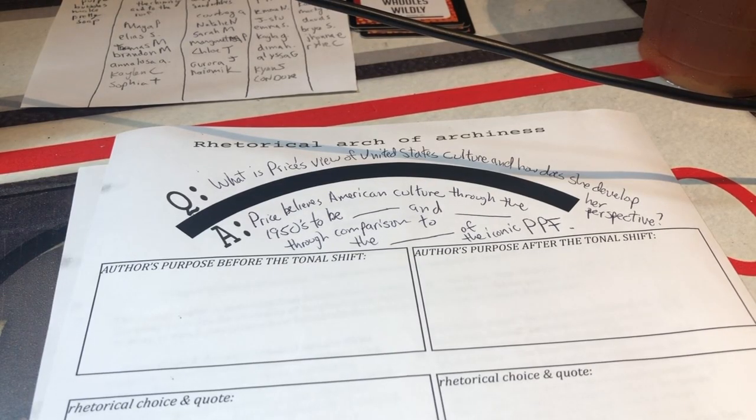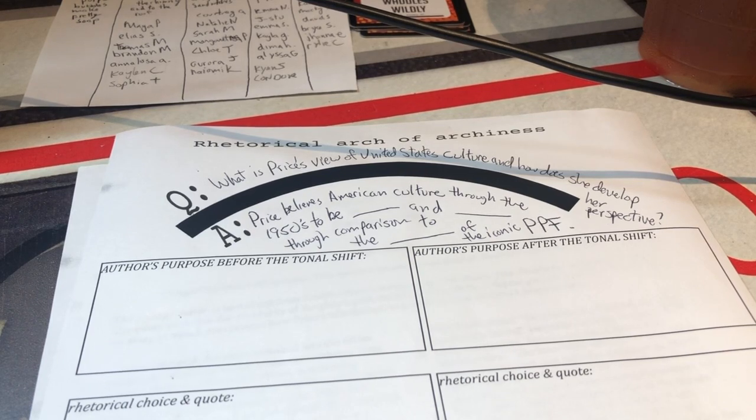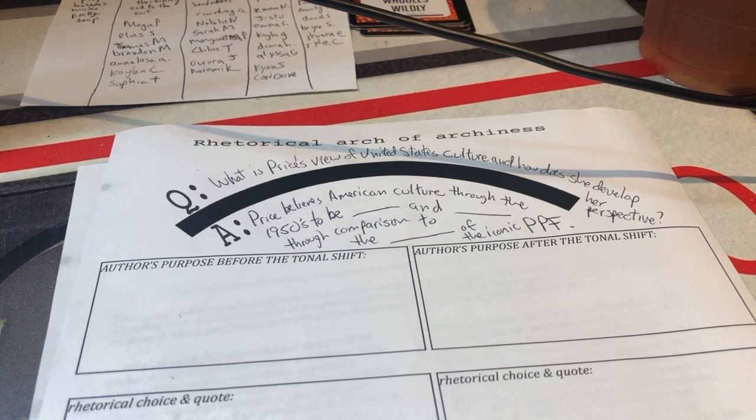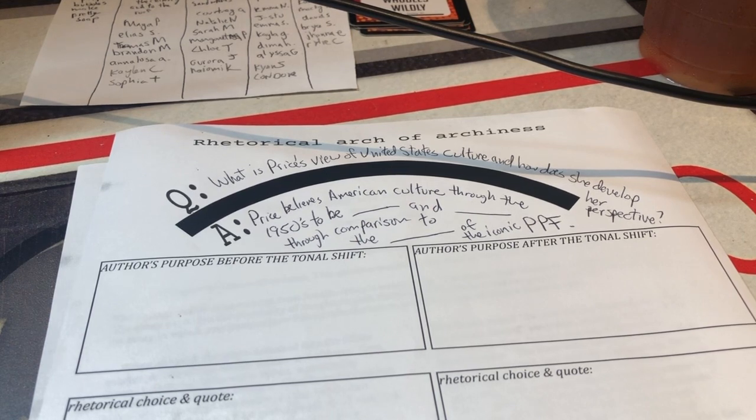So how might I answer that? So a reminder, the assumption here as we work through this together is that you've read this passage and have a grasp on a tonal shift and what the purposes of this essay might be. So in this case, I'm giving you an answer that has some fill in the blanks, a template, if you will. Price believes American culture through the 1950s to be blank and blank through comparison to something about the iconic plastic Pink Flamingo.